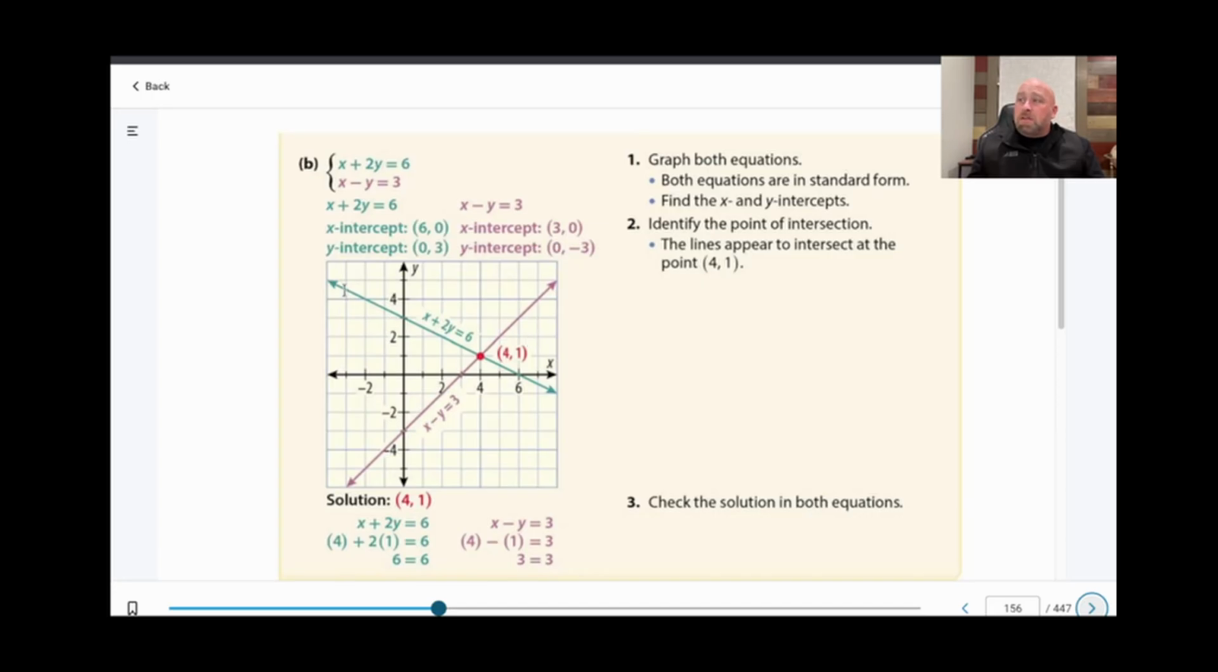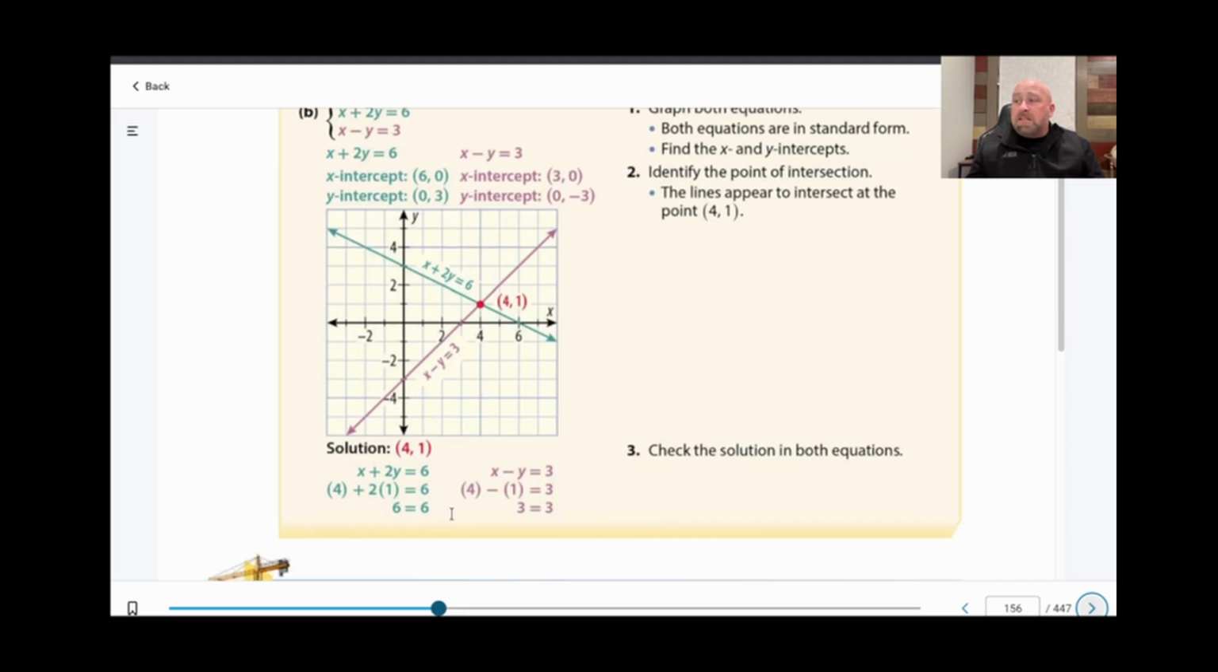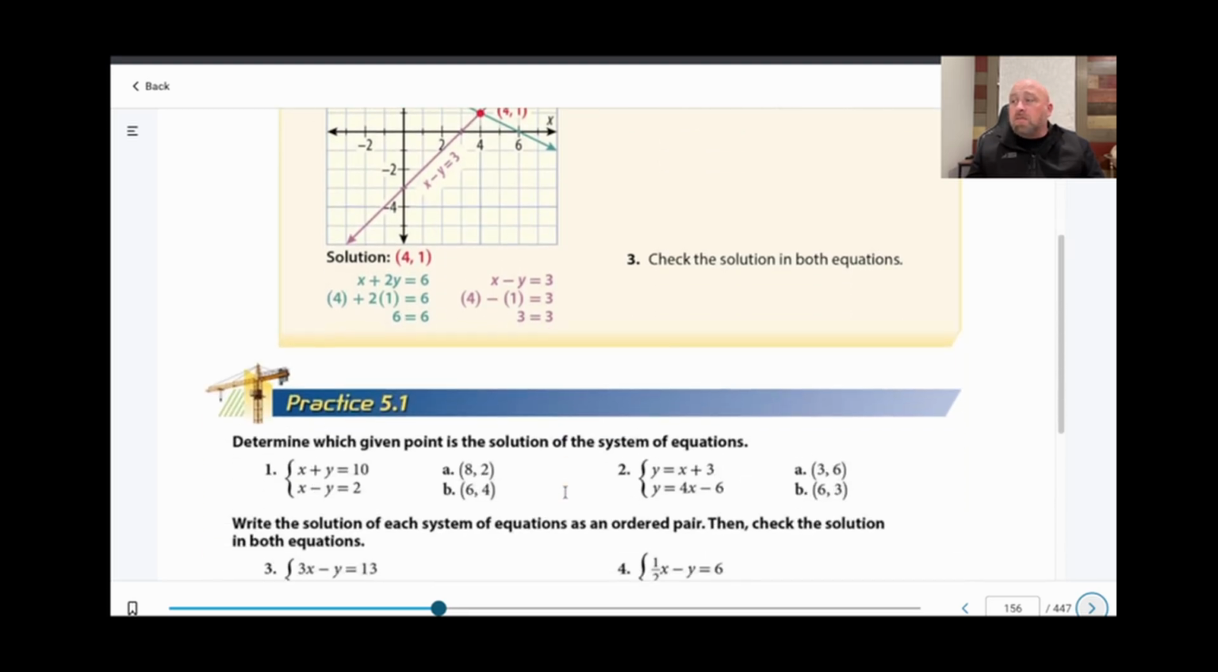On this, they put the green line on, and then they put the pink line on, and where it crosses is 4, 1. And so 4 on the x, 1 up on the y. Okay, they checked it, and they get 6 equals 6 and 3 equals 3.